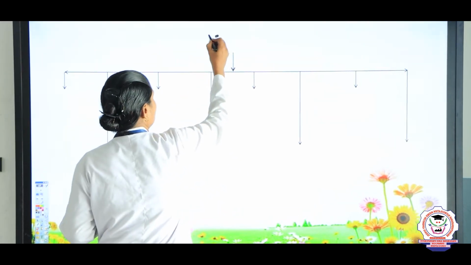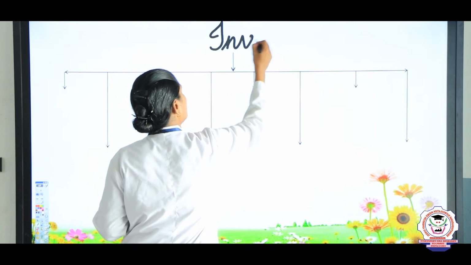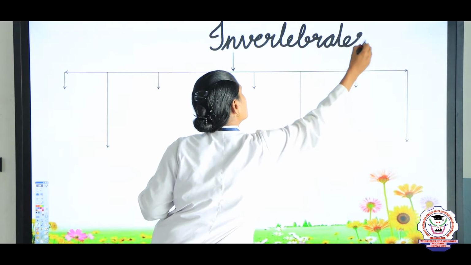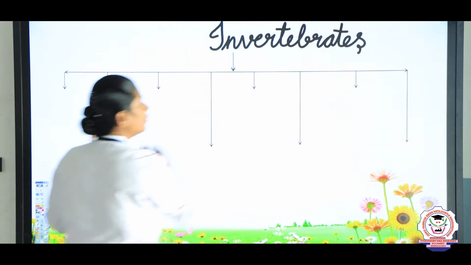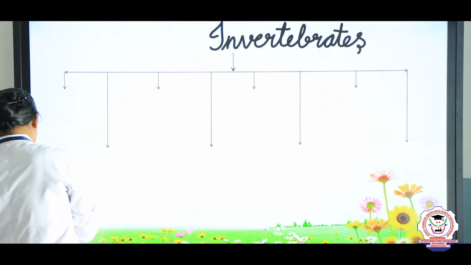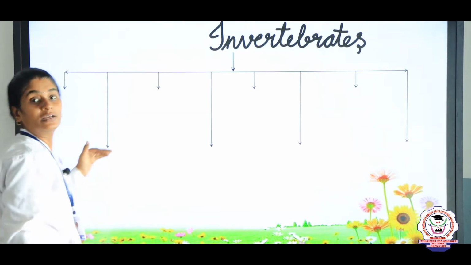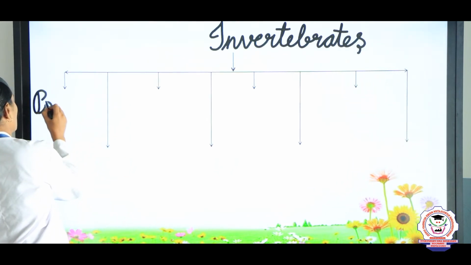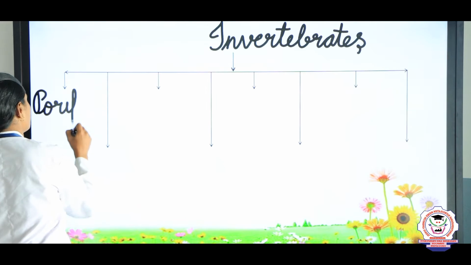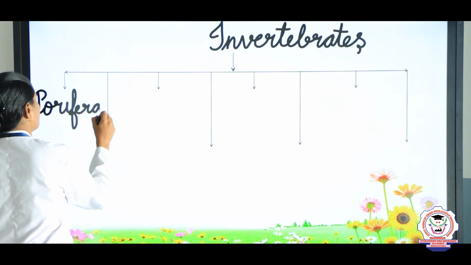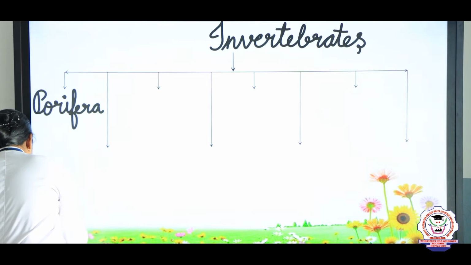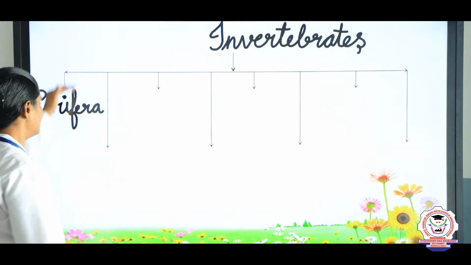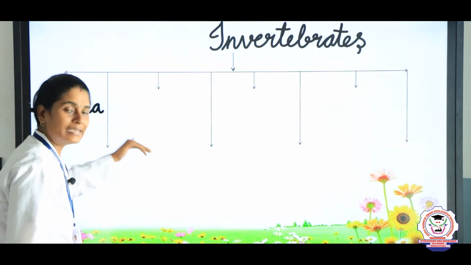We can classify invertebrates into 8 different categories. Now, let us see. The first one is known as Porifera. Porifera. The second one is Coelenterata.